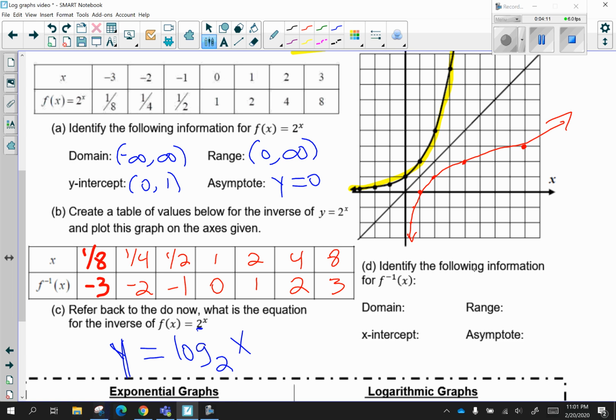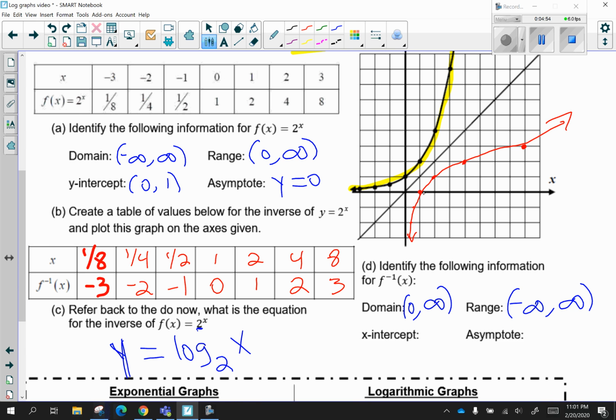So here now, let's identify the following information for the inverse. Let's look at the domain here. If you look at this graphically, it looks like it's going straight down here. Looks like it's never going to touch 0. So the furthest left it goes is from 0, but then all the way to the right, it goes to infinity. Range, my y value is up and down. It goes all the way down, and it slowly keeps going all the way up. So here we have negative infinity to positive infinity.